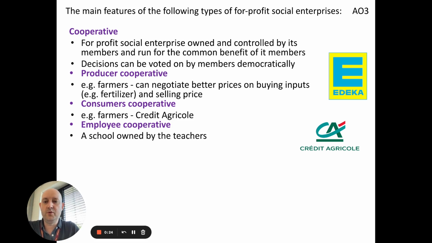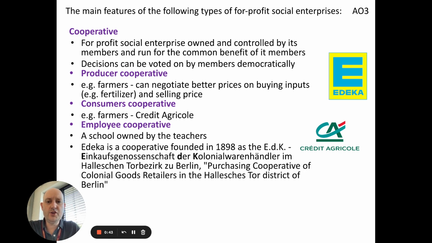Now, an employee cooperative, again, is not as common as a producer one. But for example, if teachers group together, so teachers would be employees, if they group together and form their own school, most of us teachers, I think, have had that conversation. Why don't we start a school together? So the idea is we'd run it according to how the teachers want the school to be run.